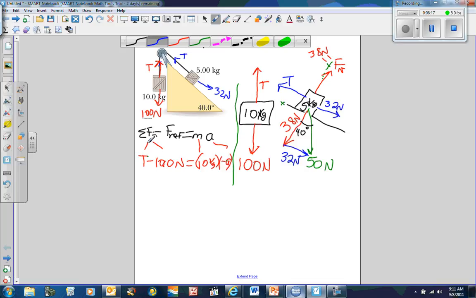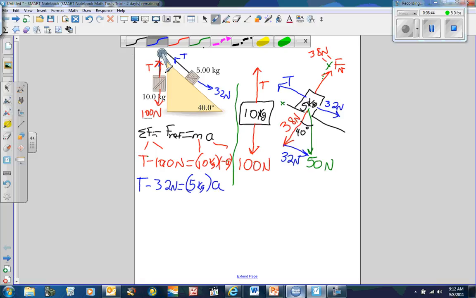Well, the other one is going to be T minus 32 newtons equals, what's the mass? 5 kilograms times, now this one is going to move upward, accelerate upward. That's a positive direction, so just put A, let's not put a negative up there. Have to get all your negatives right and get it right.